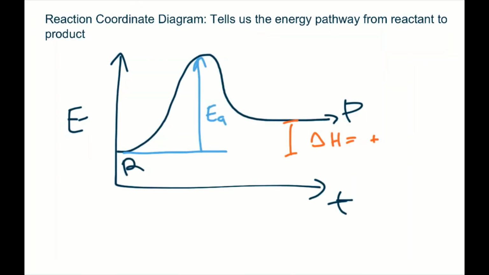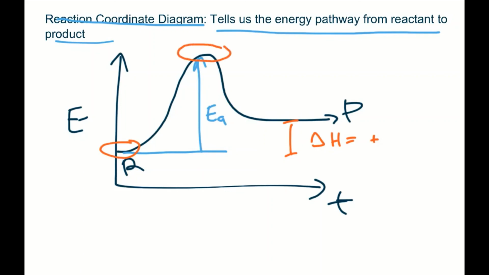Now I want to talk about one last thing. It is called a reaction coordinate diagram. This tells us the energy pathway from reactant to product. So as we can see, the reactants start down here, and they have to increase to this much energy before transforming into the products. So this energy barrier, or this minimum amount of energy that is required before the reactants can start transforming into products, is known as the activation energy. So this energy difference from the energy of the reactants to the peak is known as the activation energy.